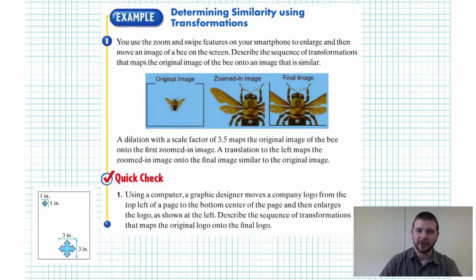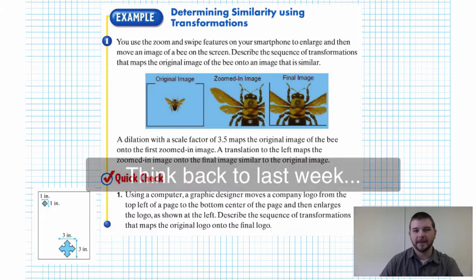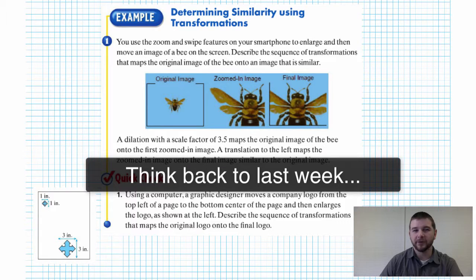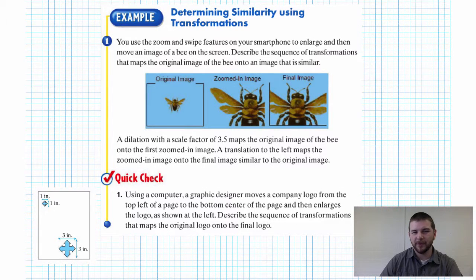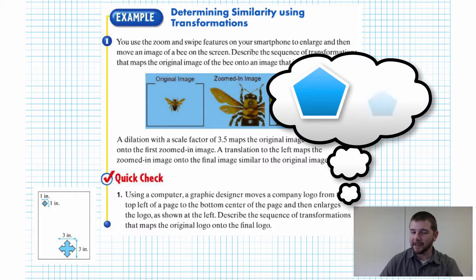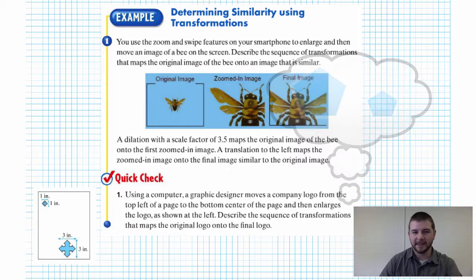Example problem 1, determining similarity using transformations. Keep in mind we've done something similar in the past where we determined congruence using transformations. In the past we just didn't have access to the transformation called dilation. When not dilating, our transformations maintained both the size and shape of the figure, and so it remained a congruent figure. Now that we're incorporating dilations, our figures will be similar but not necessarily congruent. So let's check the example out.